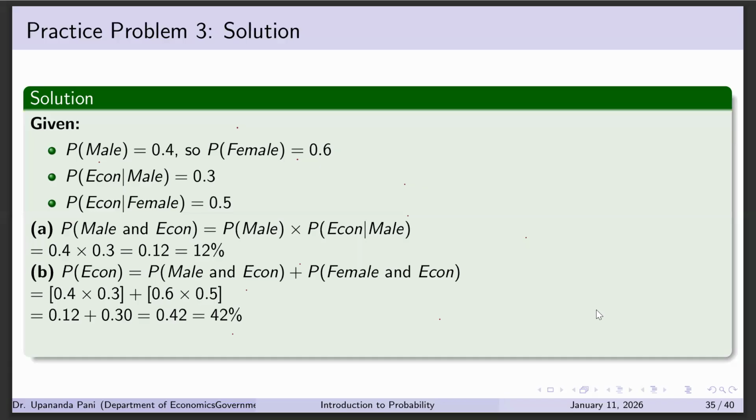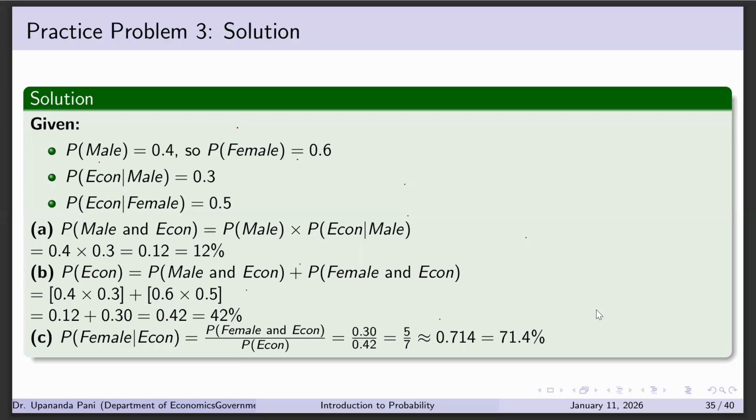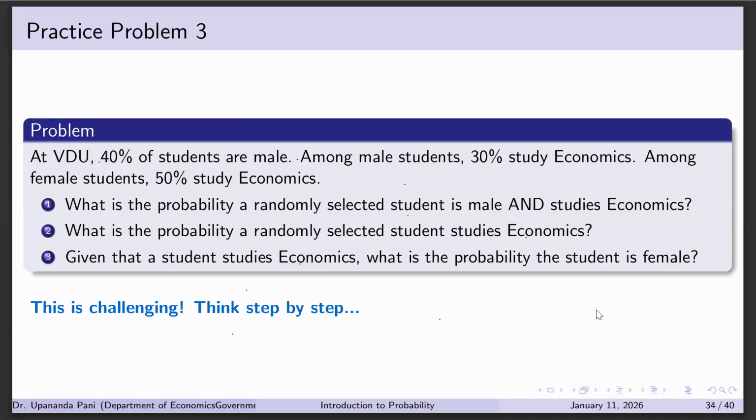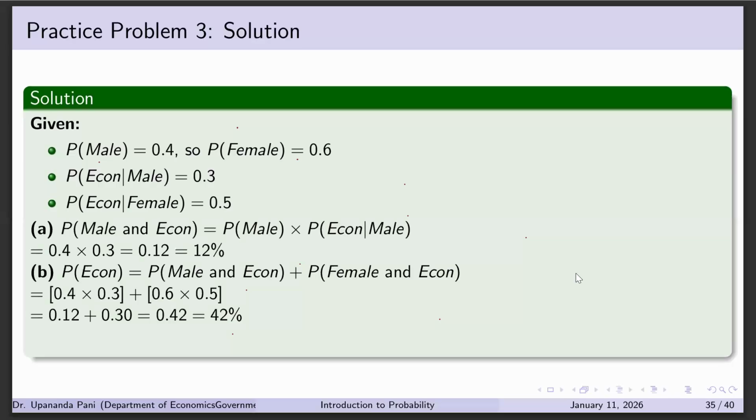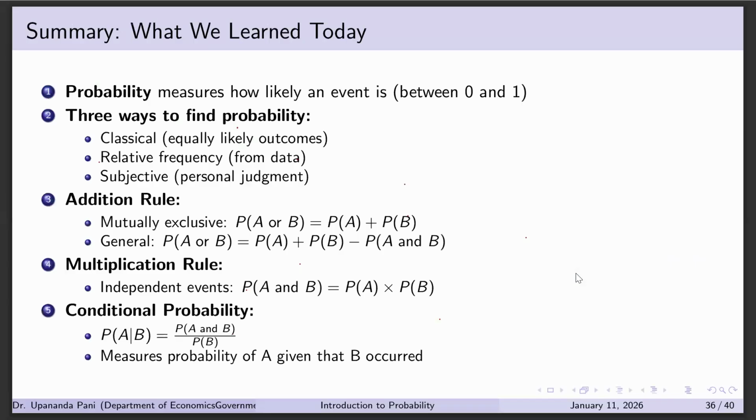So after the class you spend time, and if you are still not able to solve it, we will do it also in the next class. Don't worry. So probability of female given she is an economics student, right? Because you just see, given that a student studies economics, what is the probability that the student is female? So last part, you can find out.